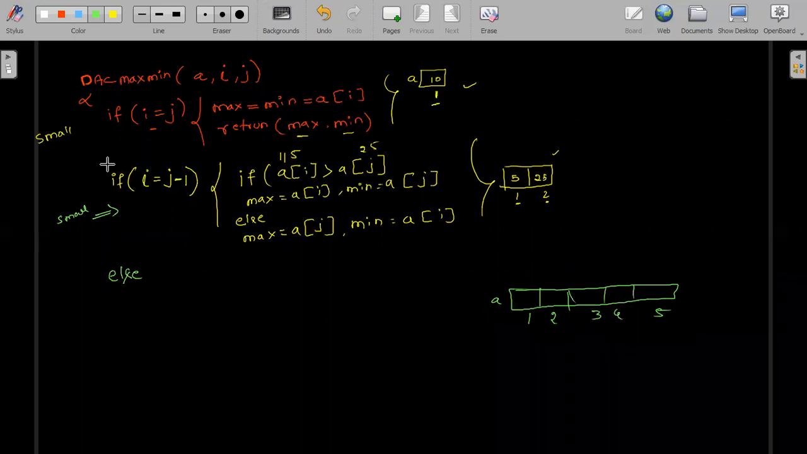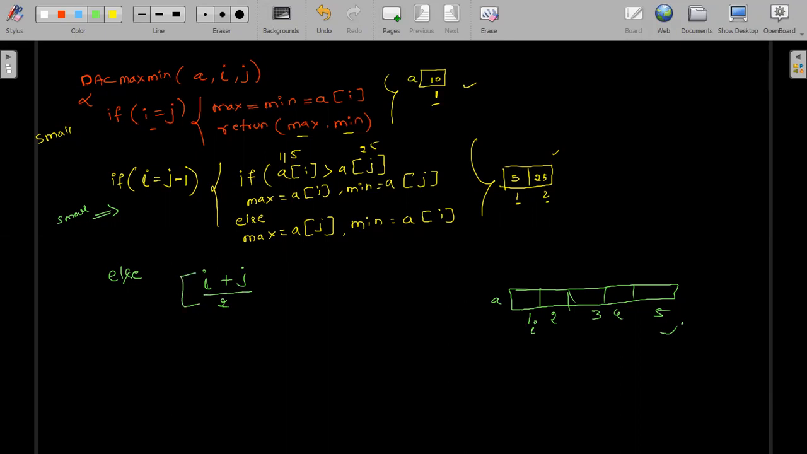divide an array into two parts. That is exactly what we will do. So I will divide like this. This is the i value, the initial value, and here is the j value. Now, i plus j, divided by 2.